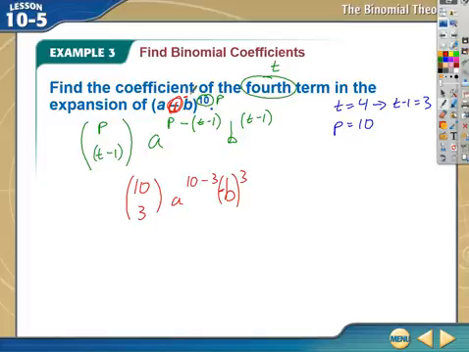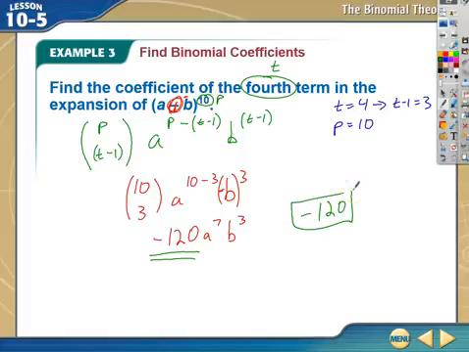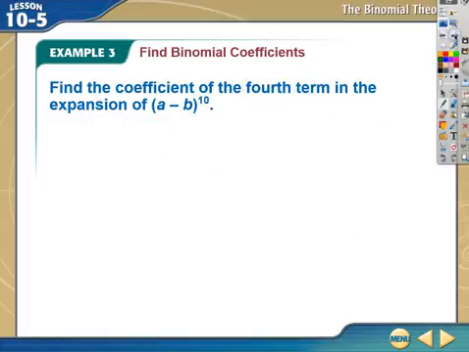Again, I do this. 10 choose 3 is 120. 120 times a negative 1, so this is negative 120 a to the 7th power, b to the 3rd power. And again, this question is only asking for the coefficient, so my coefficient is the number in front. My answer for this one is negative 120. I still want you to do it this way, right here, so that you can do this in one step. You can figure it out because they may ask you for the whole term later on instead of just the coefficient.